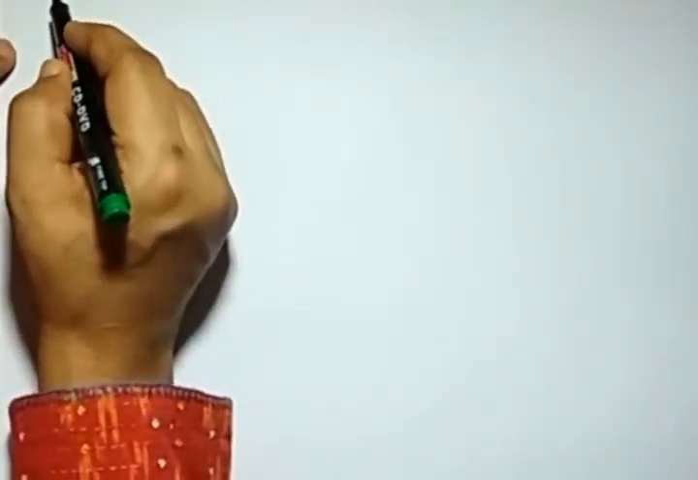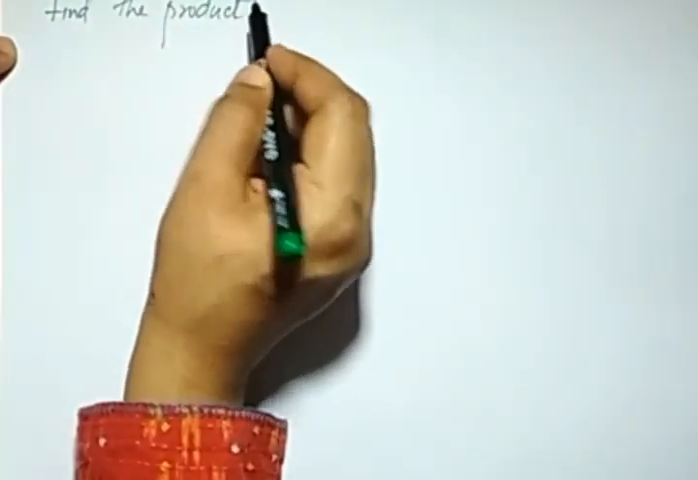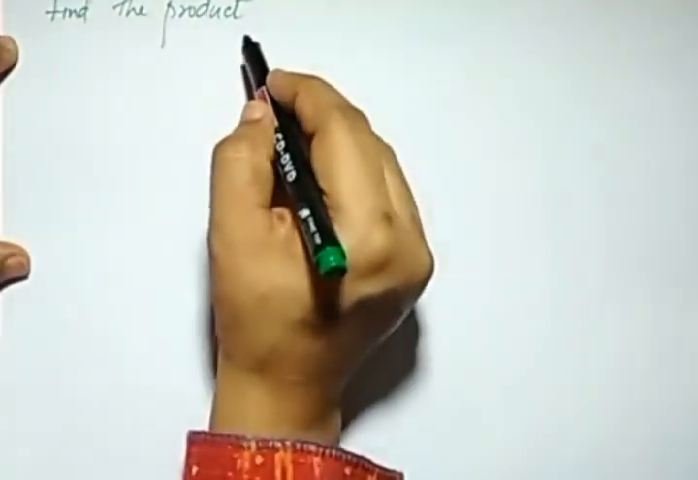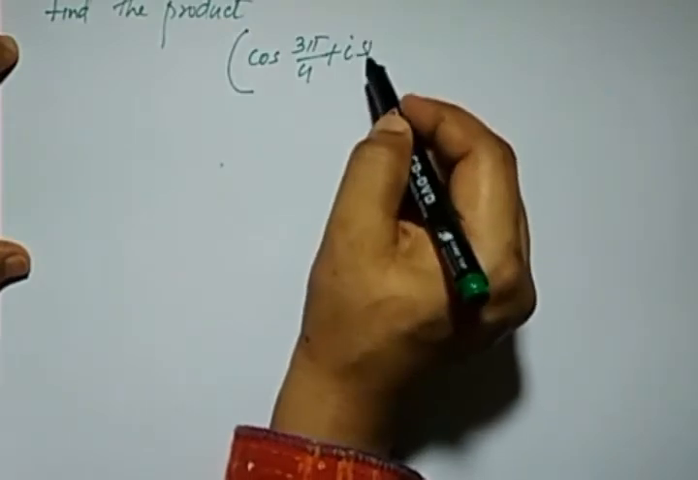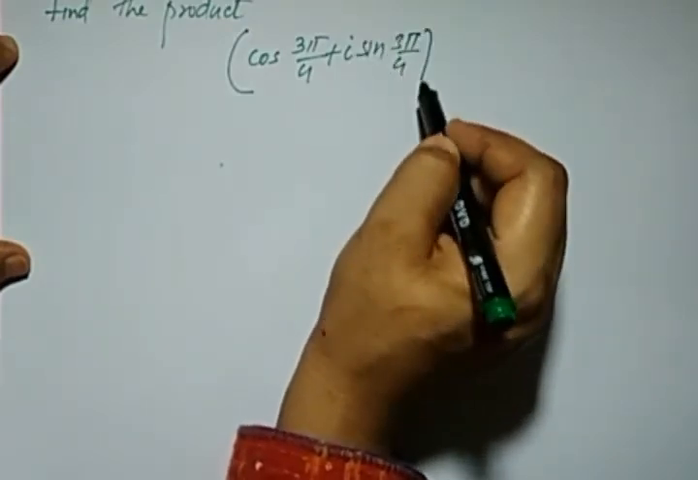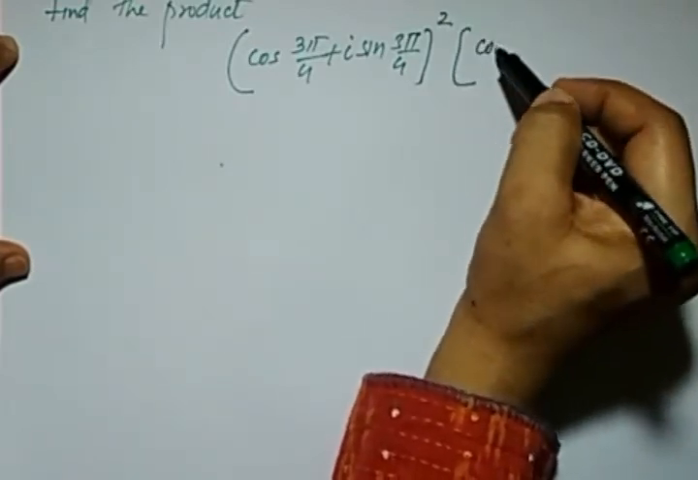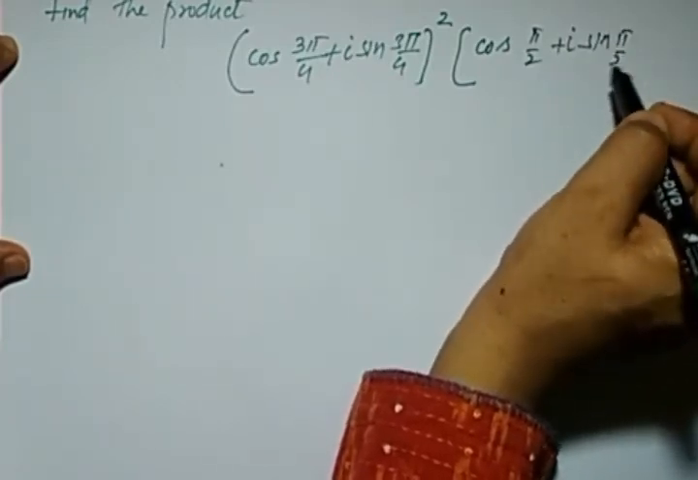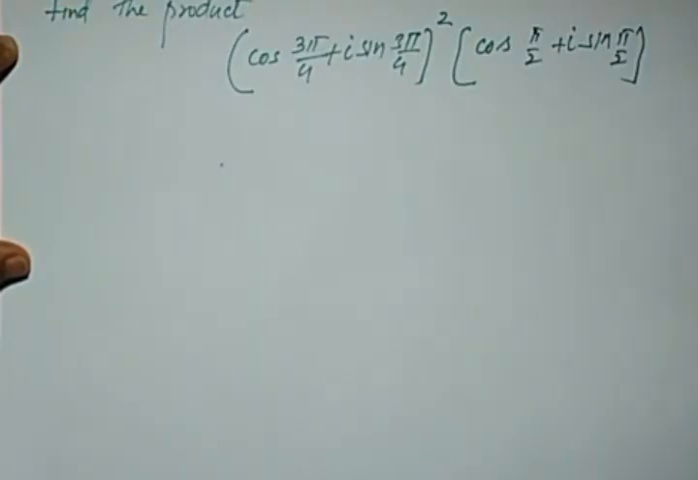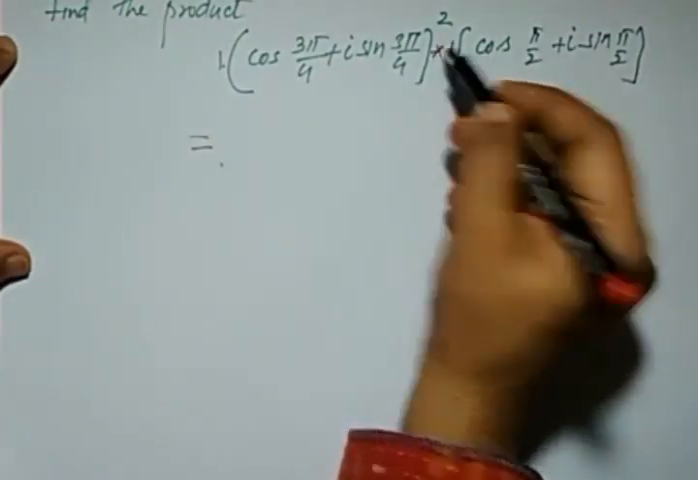The next question is, he may ask you to find the product, and the terms are given. cos 3 pi by 4 plus i sine 3 pi by 4, the whole raised to power 2, and the second term in the product is cos pi by 2 plus i sine pi by 2. Let us now solve this question. See, with the help of exponential it will become very, very easy. So here we can write 1, here we can write 1, and this is our multiplication sign.